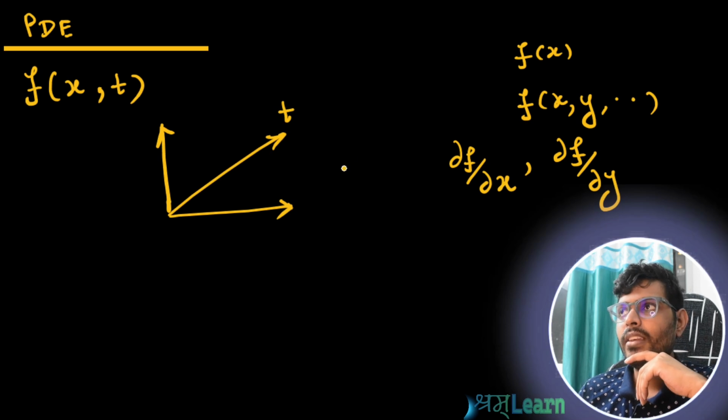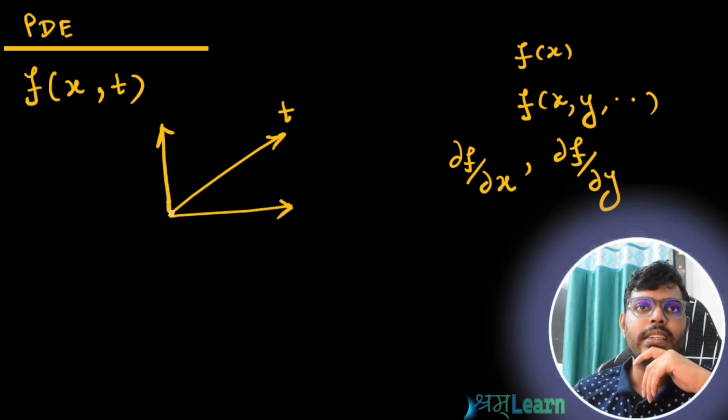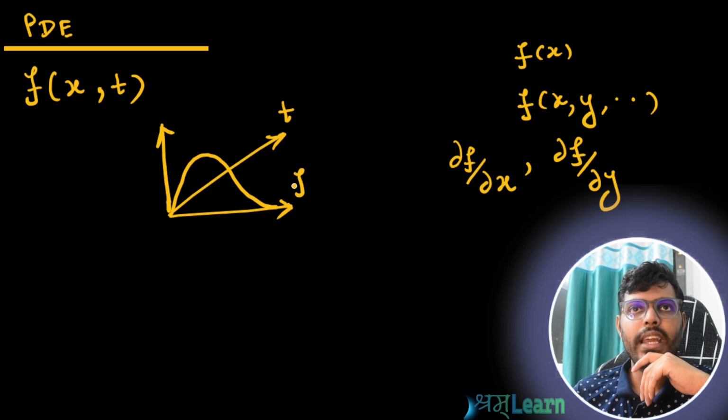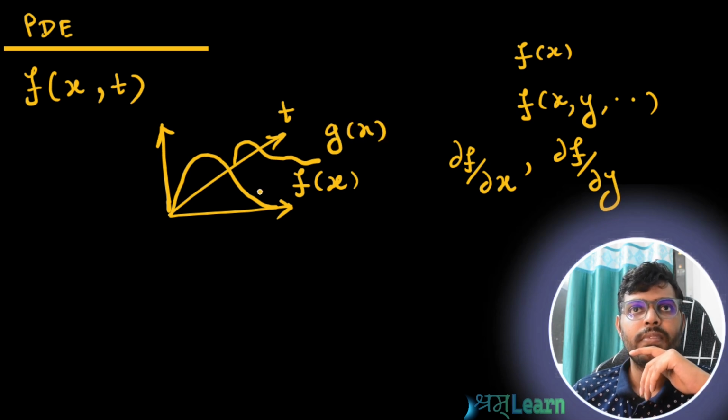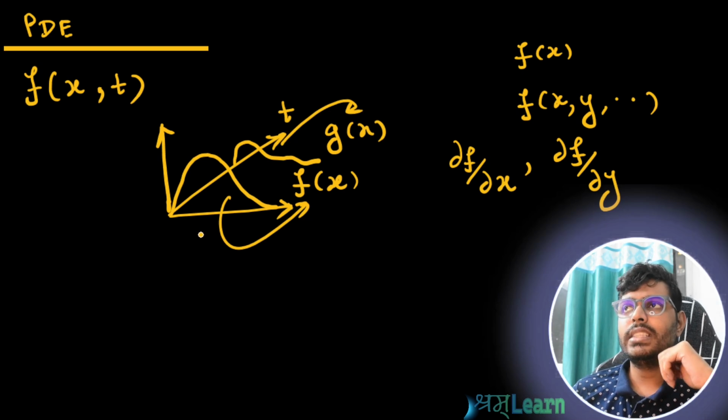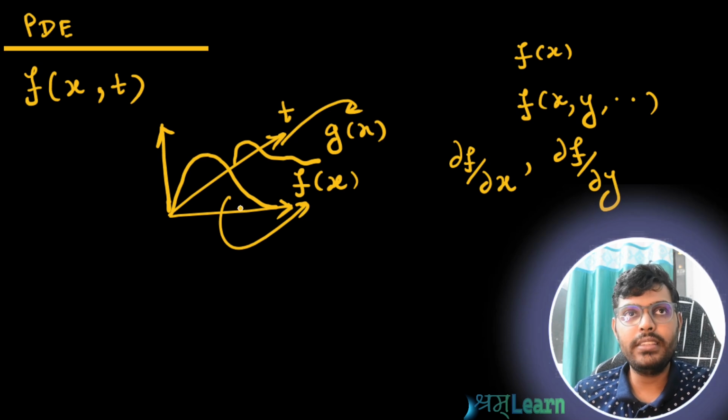Okay, so let's say for time t equals 0, we get f of x. For time t equal to something else, we might get a different curve, let's say g of x. This curve is f of x and this curve is g of x. So now I will get a set of curves as the solution to the partial differential equation.